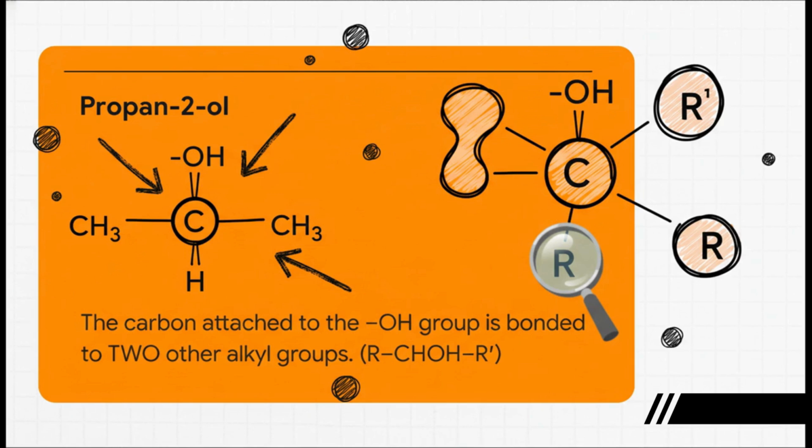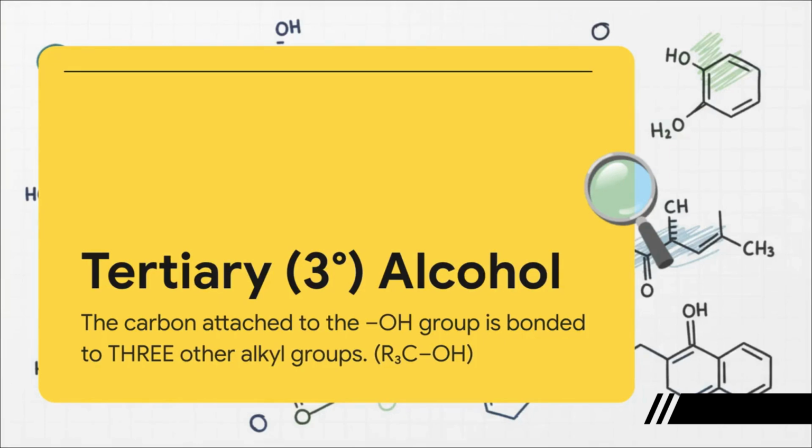Propan-2-ol is the perfect example of a secondary alcohol. And finally, we've got tertiary, or 3-degree alcohols. And you probably guessed it, this is where the carbon holding the OH group is bonded to 3 other alkyl groups. So here's your foolproof strategy for any question like this. Step 1, find the OH group. Step 2, look at the carbon it's attached to. Step 3, count how many other carbons are directly bonded to that carbon, 1, 2, or 3. And that's your answer, primary, secondary, or tertiary.